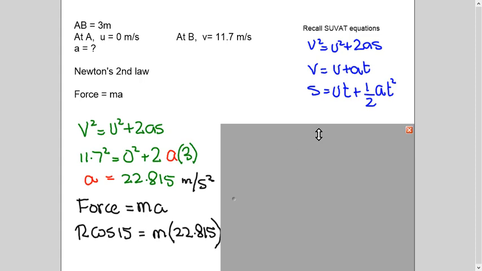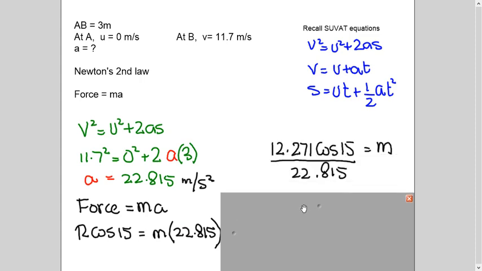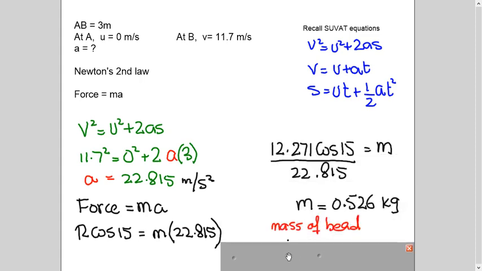And my R value I'm plugging in here and then getting the value of mass, right? So R is your 12.271. So this is how you will calculate the mass, and mass will be in kg because the units are Newtons and meters per second squared, so mass is in kg.